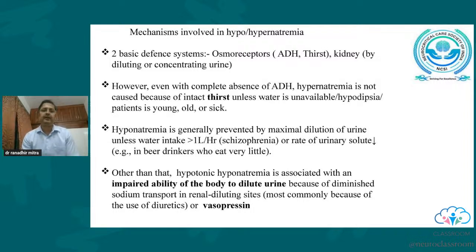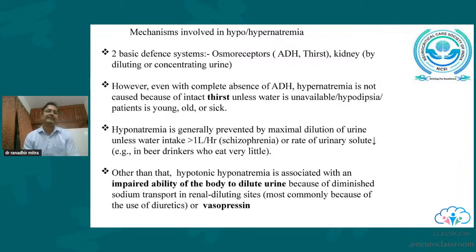Similarly, if there is any cause where the kidney defense mechanism is inhibited: the normal action of the kidney is to produce dilute urine in the presence of volume expansion, but the maximum it can do is 1 liter per hour of maximally dilute urine. But suppose the intake is higher than that, then it cannot produce more dilute urine.